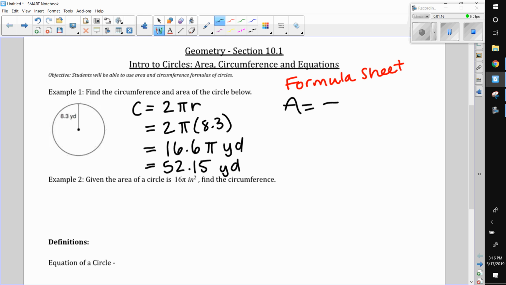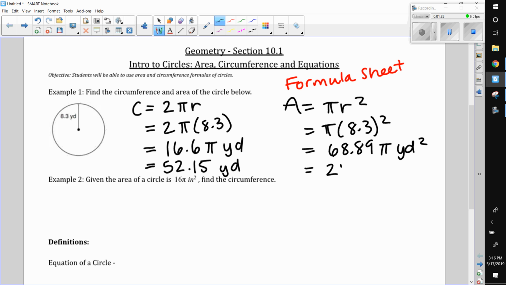Same thing for area. I've got pi r squared. If I fill that in, 8.3 squared, I end up with 68.89 pi yards squared, or you could do it out and get 216.42 yards squared. So either one.